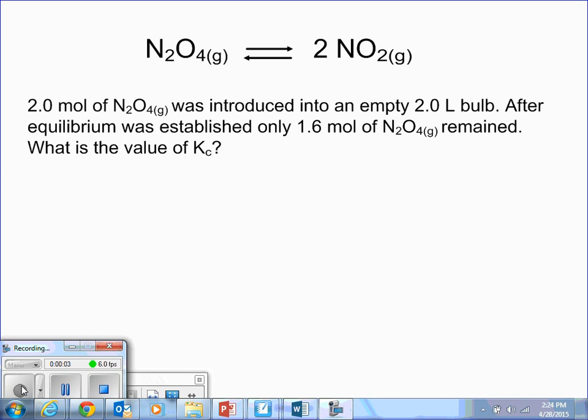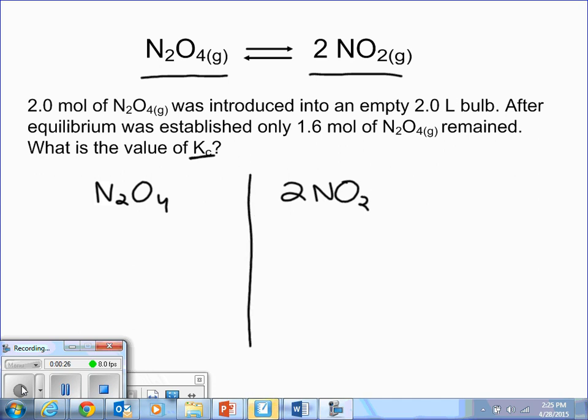All right, so for this question, we're solving for the value of Kc, and we don't know the equilibrium concentration. So we have to set up an ICE table in order to solve for this. So set up your ICE table with your reactants and products, which in this case, there's only two species present in the reaction. We've got N2O4 and 2 NO2.